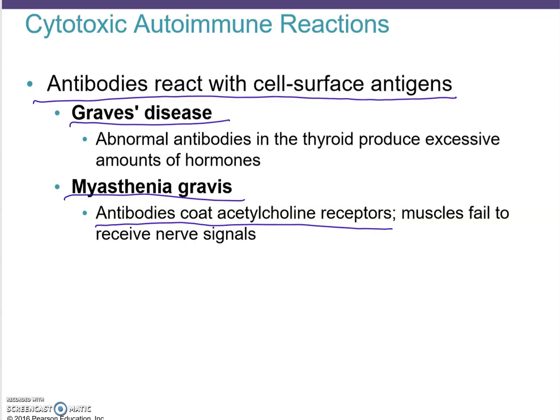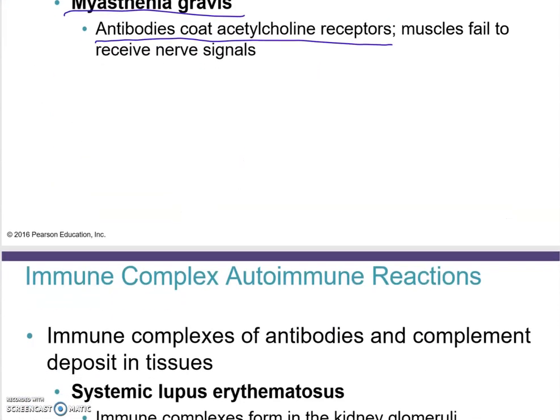But one of the hallmarks of myasthenia gravis is that people have drooping eyelids. That means their muscles in the eyelids are so weak that they can't even hold up their eyelids, and so the eyelids start drooping. So, one of the hallmarks of myasthenia gravis.